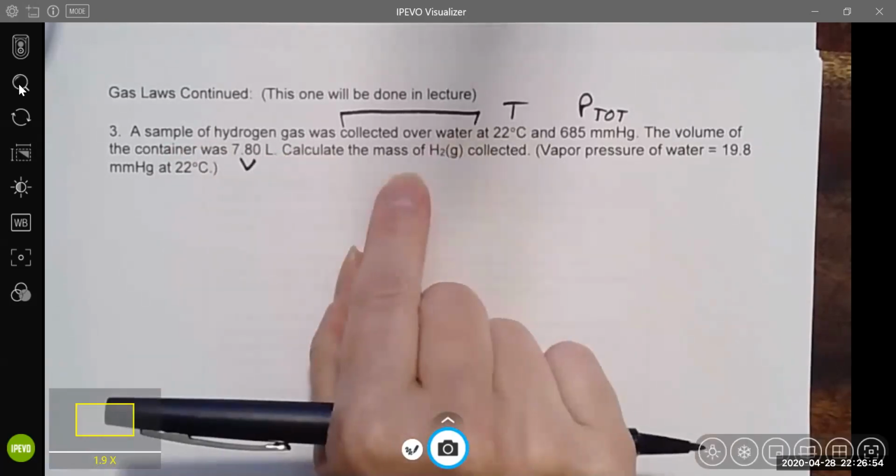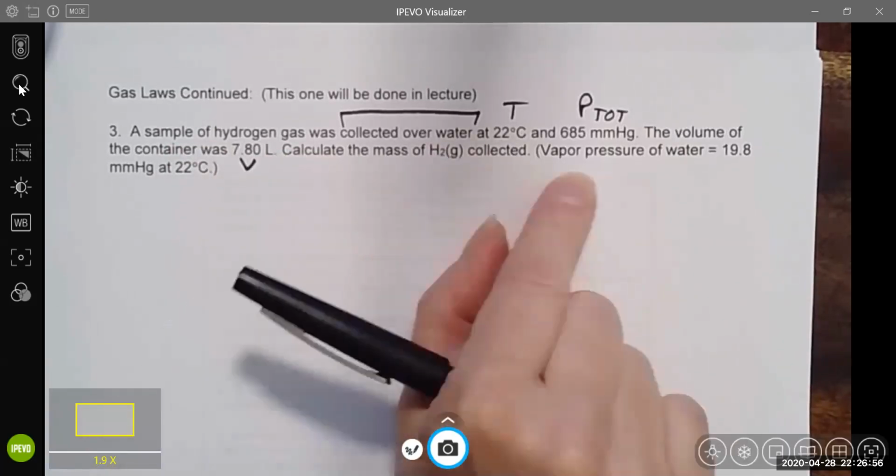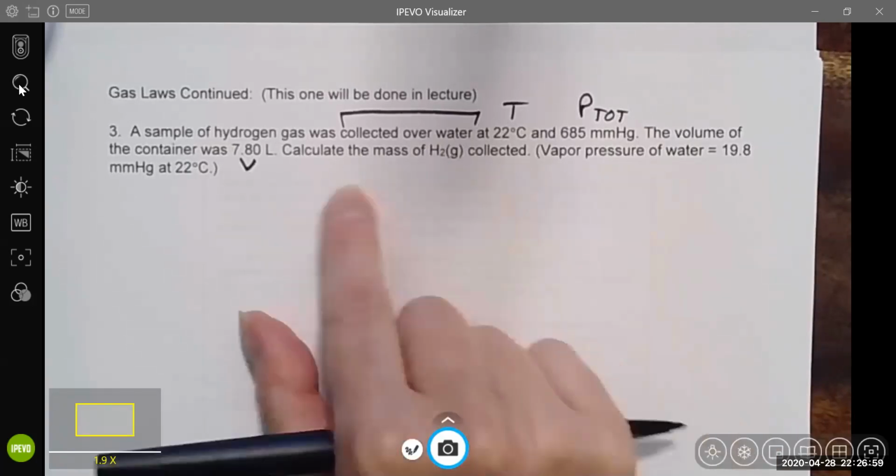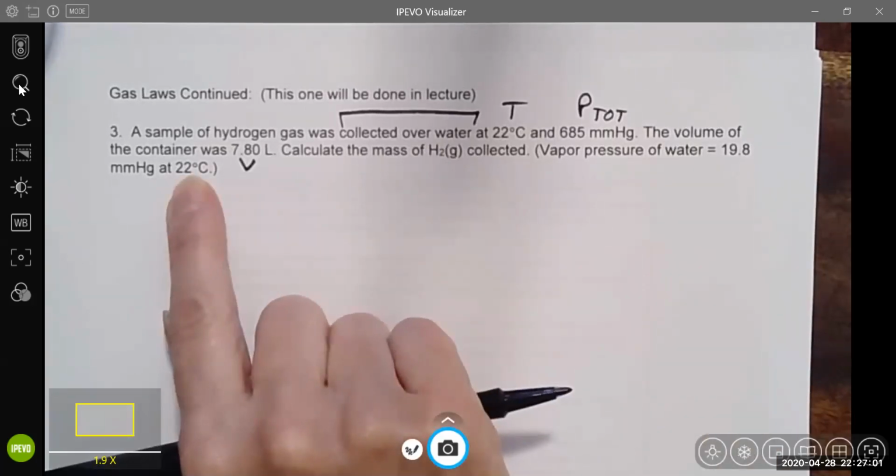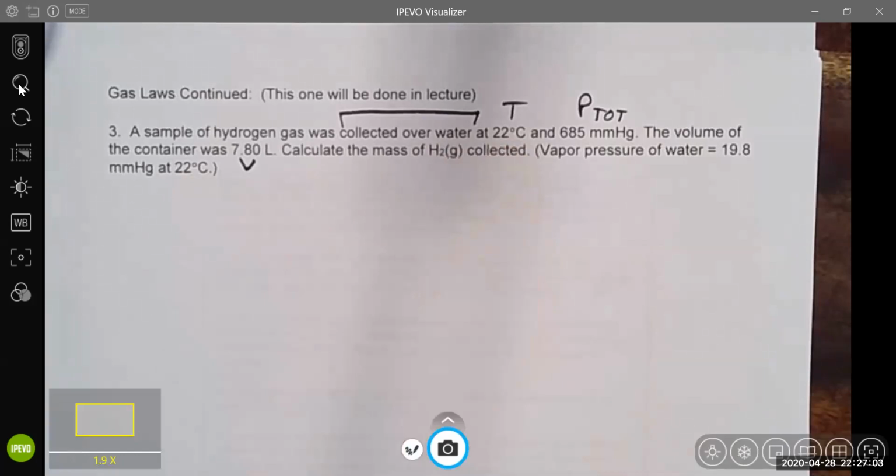Calculate the mass of hydrogen collected. And now we're told the vapor pressure of water at 22 degrees, which is our temperature. So we have that. That's good because we're going to need that in order to do the problem. Okay. So how do we work this?